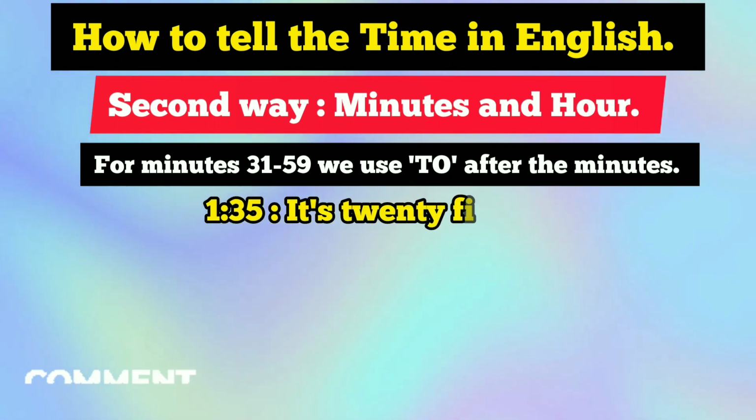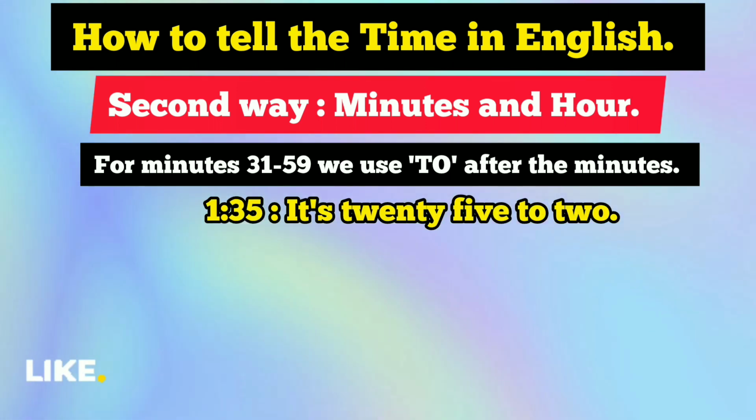As you see the example, it's 1:35. So you want to say that in English, you have to put it like this way. It's 25 to 2. So it's 25 to 2. That means it's 25 remaining. 25 remaining to hit 2. That is 25 to 2. So here I'm using to because it's after 30.